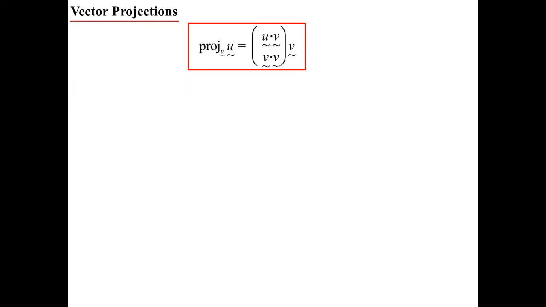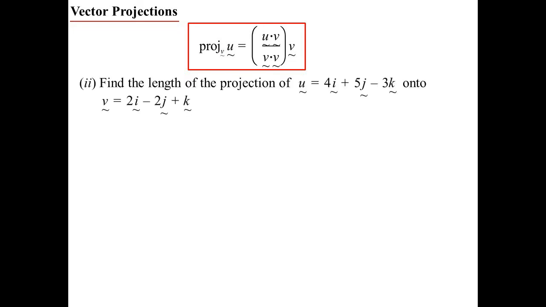Vector projections. So when we project one vector onto another one. Now, this was our formula. I think it's the easiest way of remembering the formula: u dot v over v dot v times v. But be careful. This question is not actually asking you for the projection, it's asking you for the length of the projection. So what that means is we need our projection, but we need to divide it by the magnitude. So u dot v over the magnitude of v is what we've got to find.